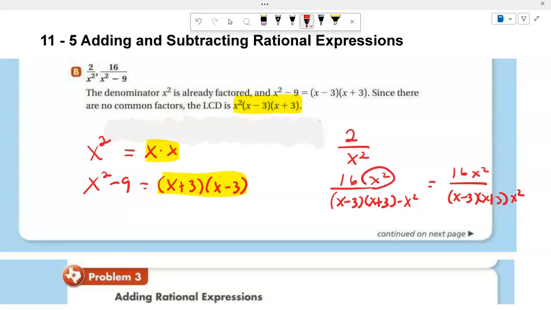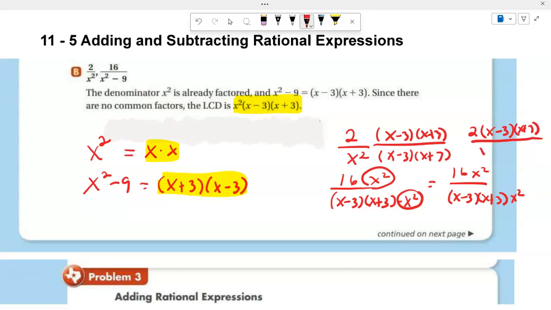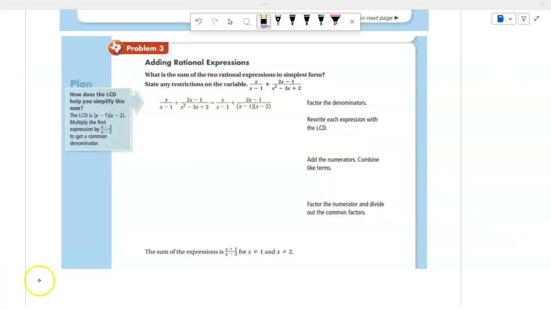What you're actually doing is multiplying by 1. This over here, you're going to multiply the top fraction. You're going to multiply x minus 3 times x plus 3, and you multiply 2 by x minus 3 times x plus 3. So this is going to become 2 times x minus 3 times x plus 3, and then your denominator will have x squared, and then you have x minus 3 times x plus 3.